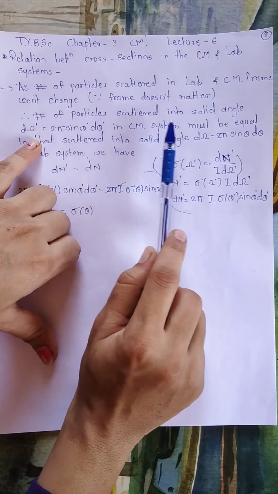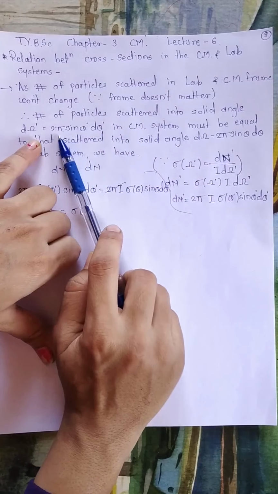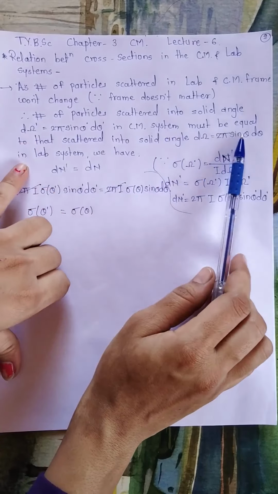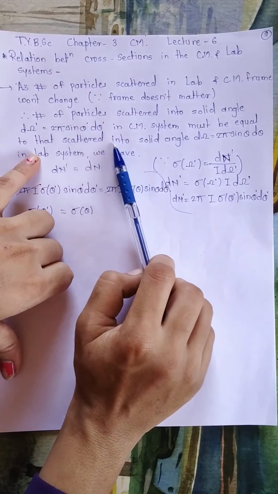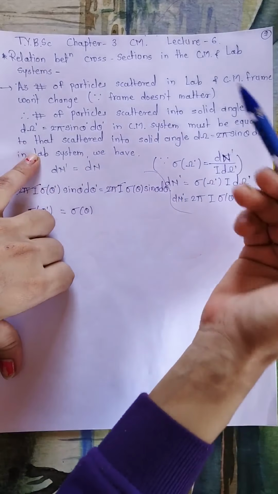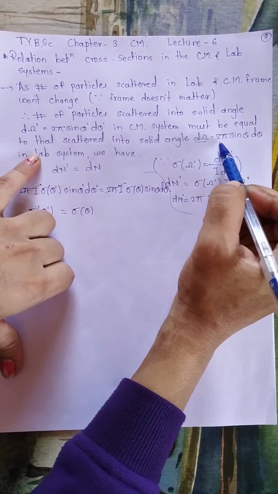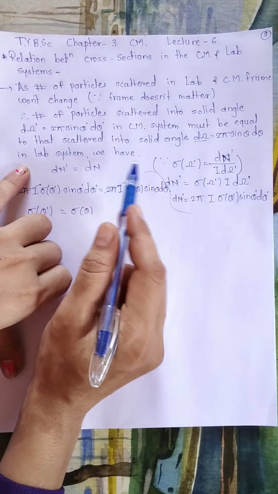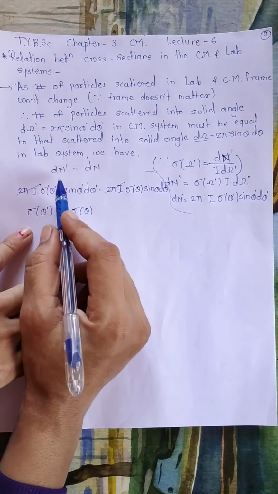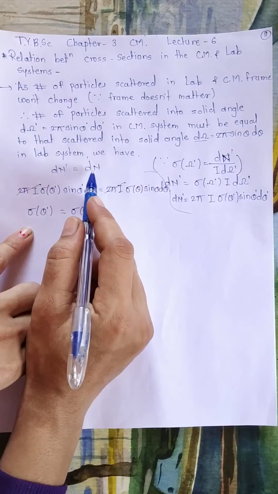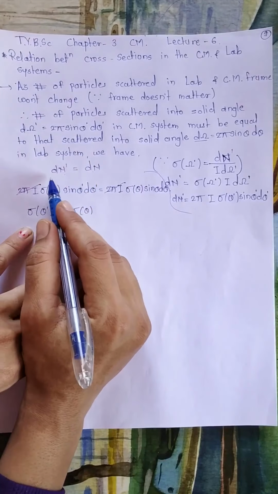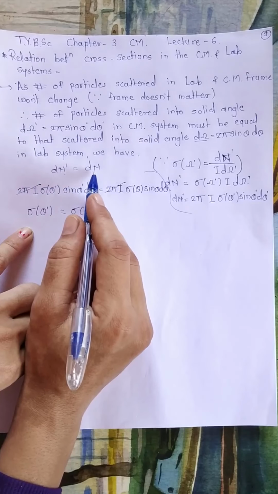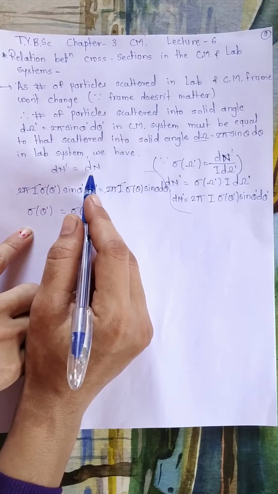So this number of particles scattered into the solid angle d omega dash, which is in the center of mass system, must be equal to the number of particles scattered into the solid angle d omega, which is 2 pi sin theta d theta in the lab system. Both should be equal. So I can say that dn dash will be equal to dn, that is, the number of particles scattered in the center of mass frame will be equal to the number of particles scattered in the lab frame of reference.